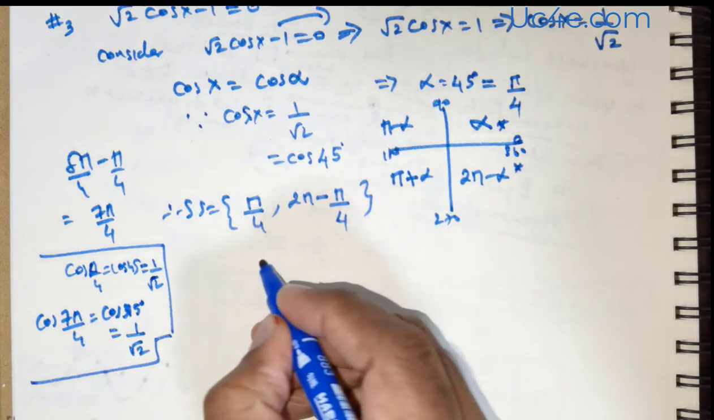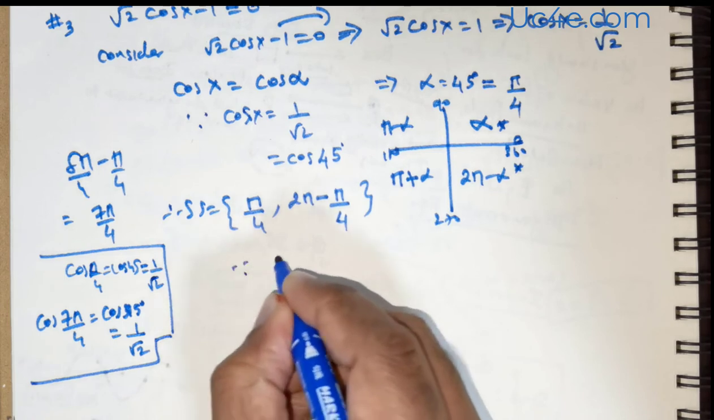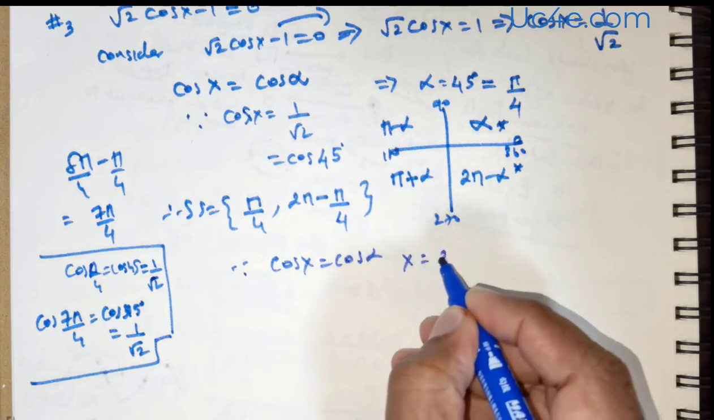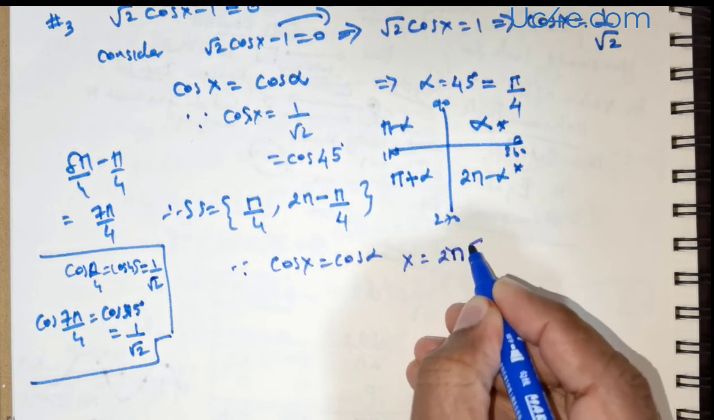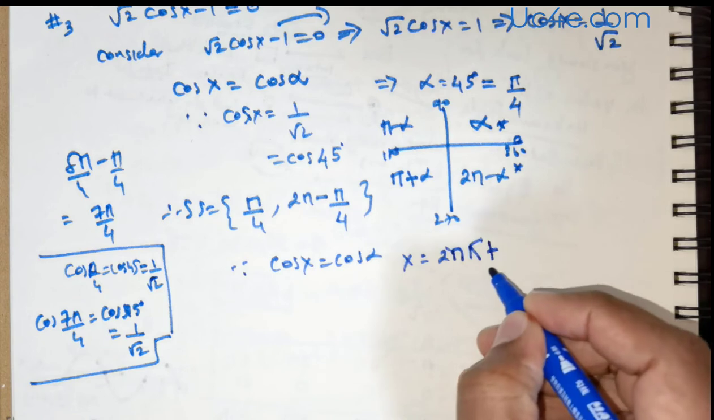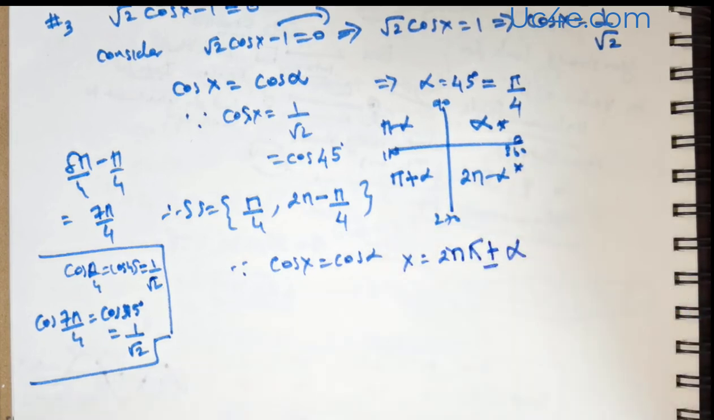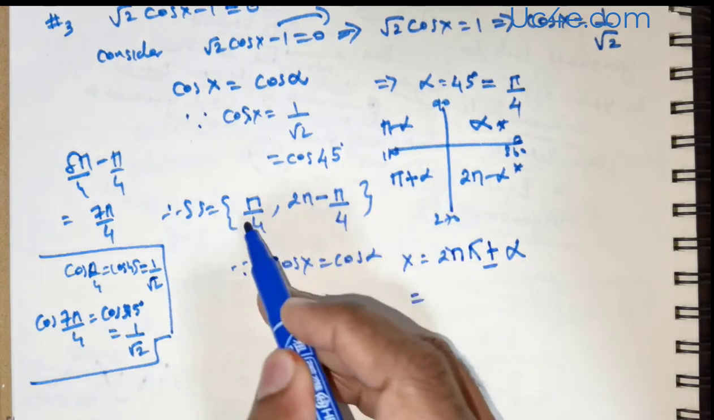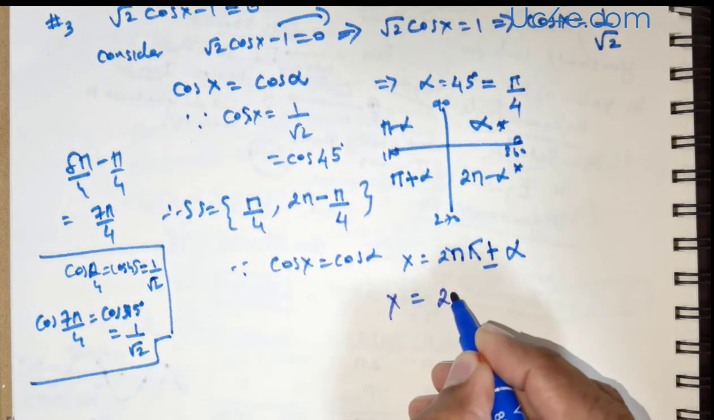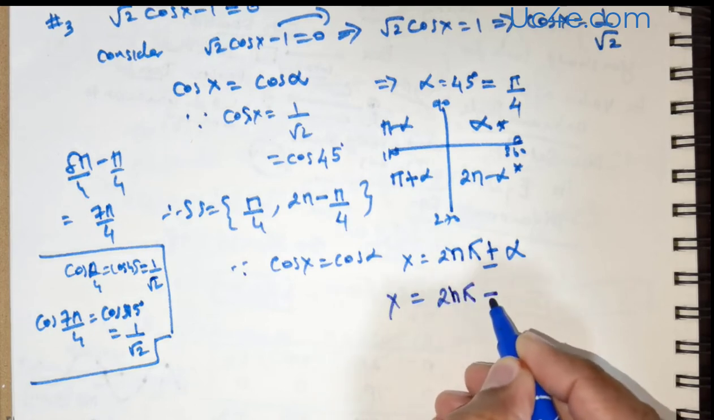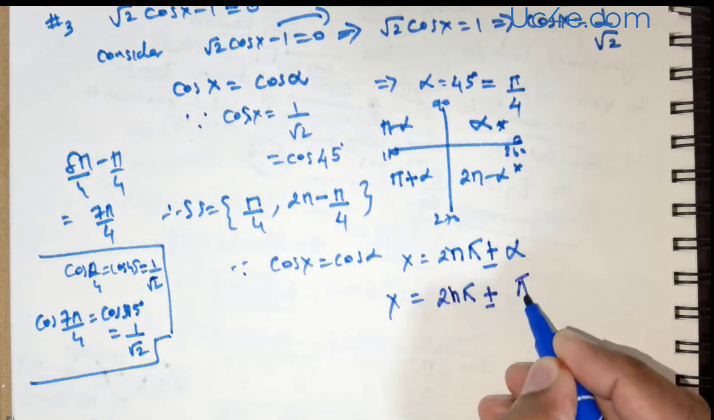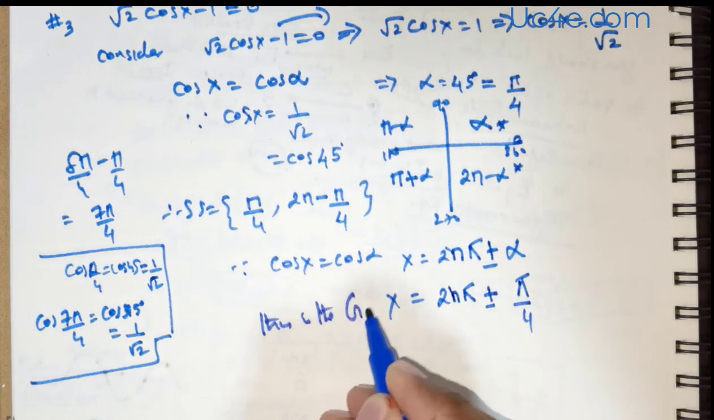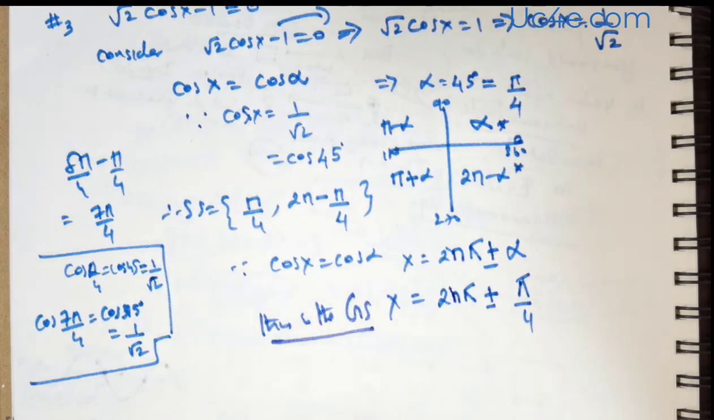Now the general solution is different. Since we have cos x equal to cos alpha, the value of x is given as 2n times pi plus or minus alpha. This is the general solution. So if you were to rewrite this for the first value, pi over 4, x is going to be equal to 2 times n times pi plus or minus pi over 4. So this is the general solution. So that is the solution for this question.